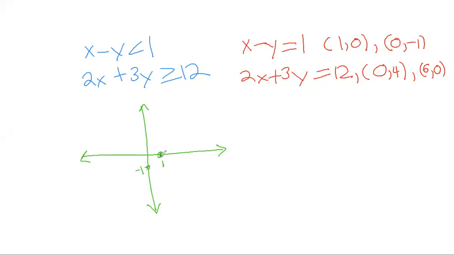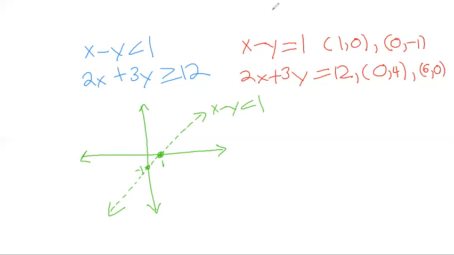So believe it or not, when I'm plotting these, yeah, I have the points. But since it's less than, it's not a solid line. Dashed line. So this is x minus y is less than 1.